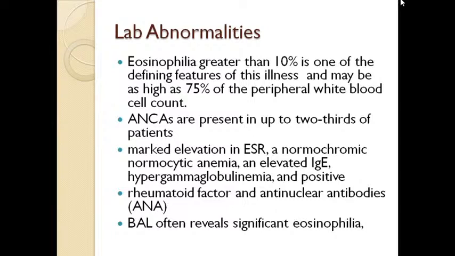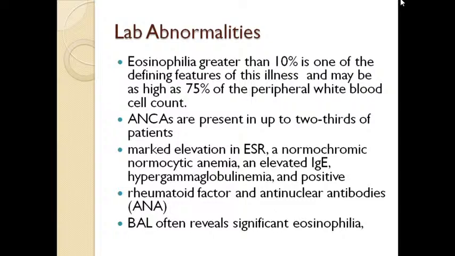Lab abnormalities include an increased level of eosinophils, greater than 10%, which is one of the defining features of this illness, and may be as high as 75% of the peripheral white blood cell count. Antineutrophil cytoplasmic antibodies are present in up to two thirds of patients. Significant elevation of erythrocyte sedimentation rate, normochromic normocytic anemia, elevated IgE, hypergammaglobulinemia, and positive rheumatoid factor or antinuclear antibody may be detected too.